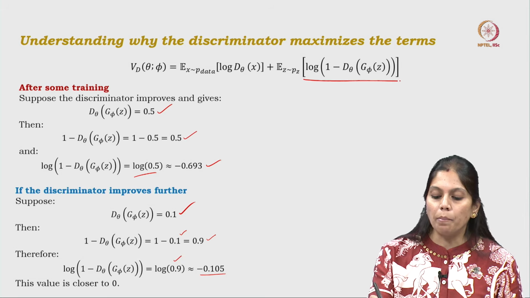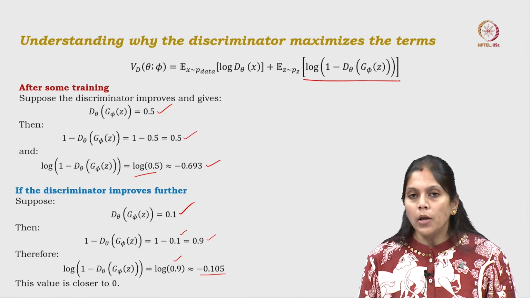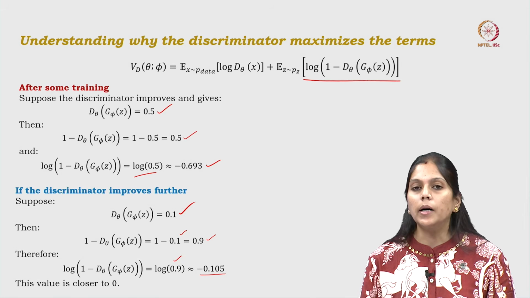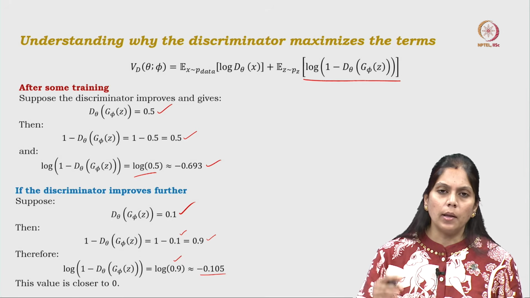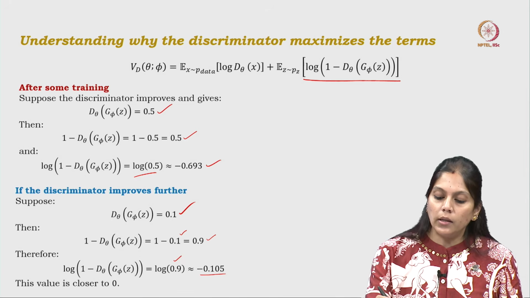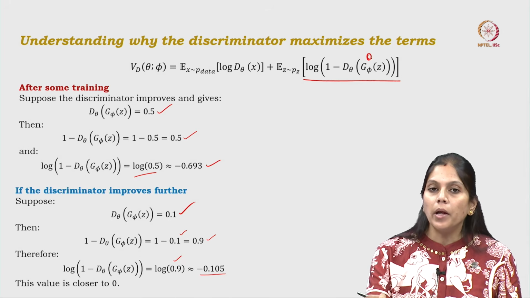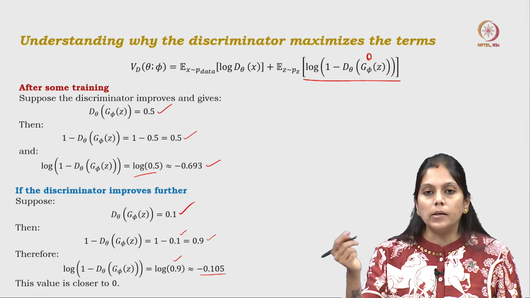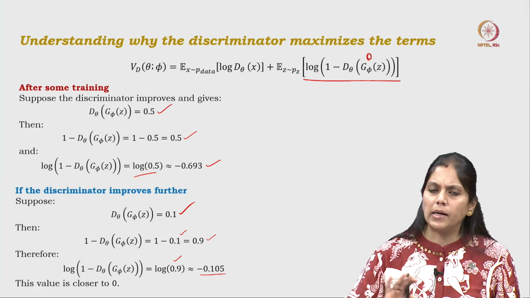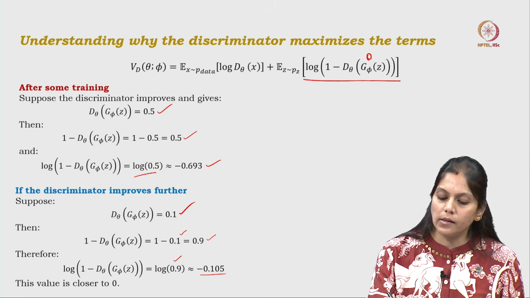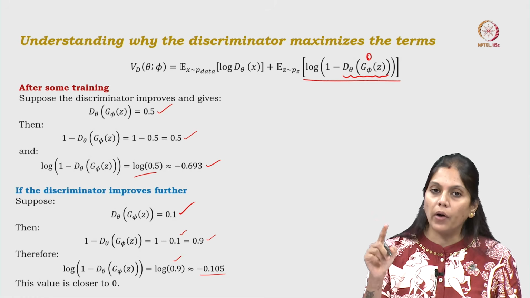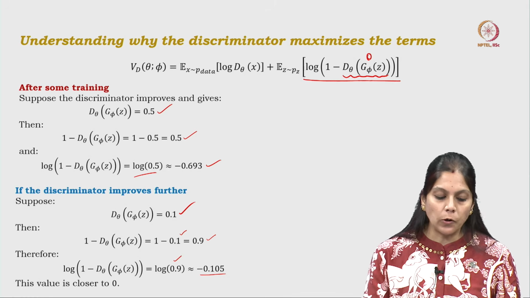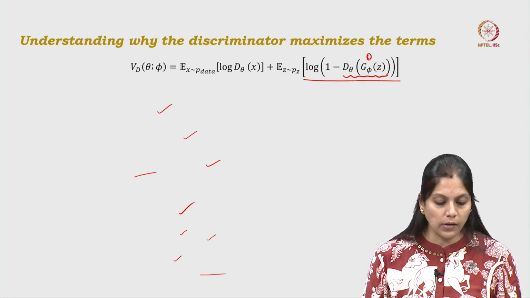Ultimately, our aim is to maximize this term. If you have to maximize this term, what should be the value? The maximum possible value is when this is 0, then 1 minus 0 is 1, and log 1 is 0. That is the maximum value, which means this term should have a value closer to 0. Is it not? We are seeing all of this here.